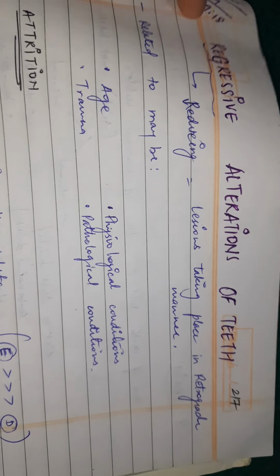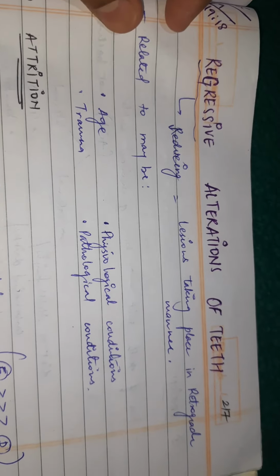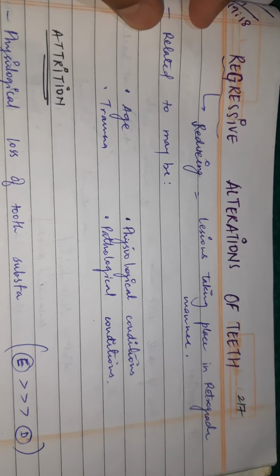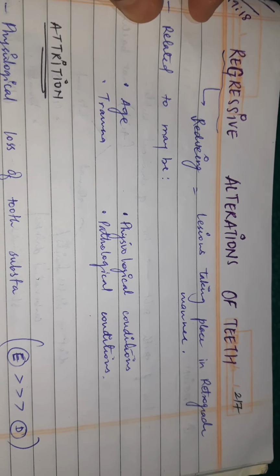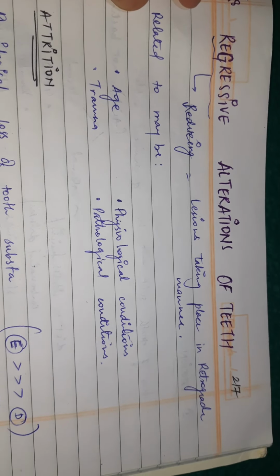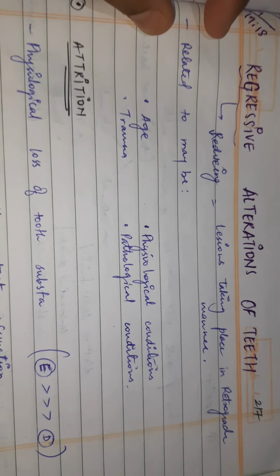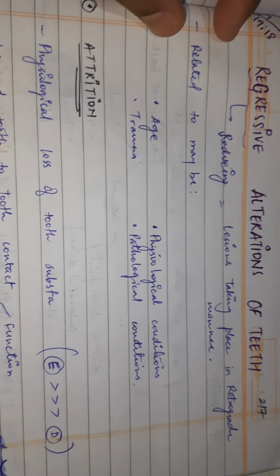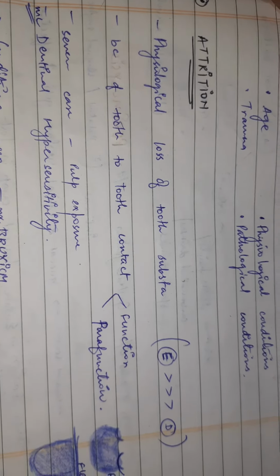Let's start the next topic, regressive alterations of teeth. Regressive means reducing lesions taking place in a retrograde, destructive manner, related maybe to age, trauma, physiological or pathological conditions. First is attrition, physiological loss of tooth substance.